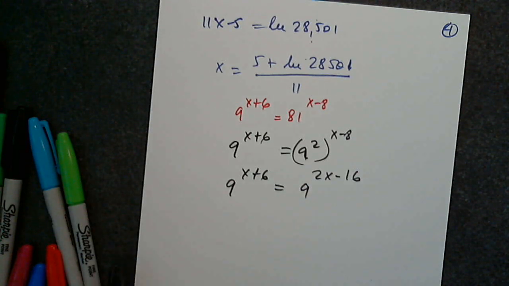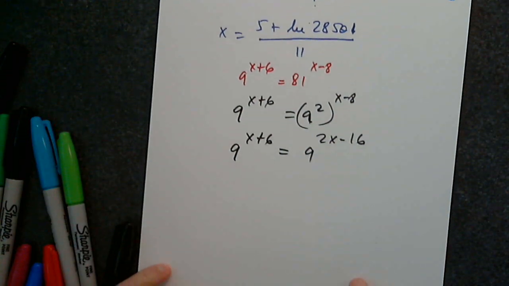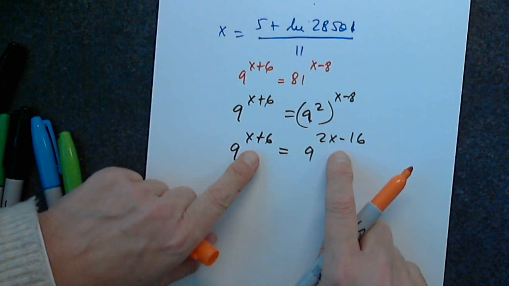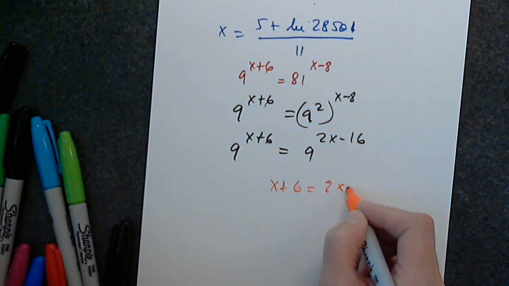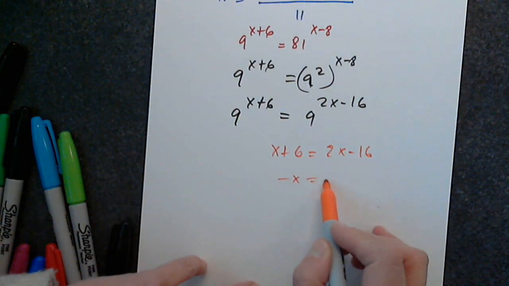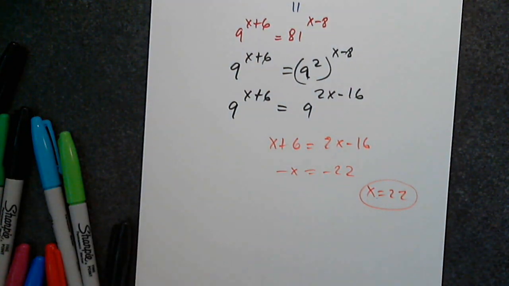So what has to happen now? What is the final conclusion here? Two numbers are equal and they have the same base. Then their exponents must equal each other. x plus 6 equals 2x minus 16. So we have negative x equals negative 22, or x equals 22.